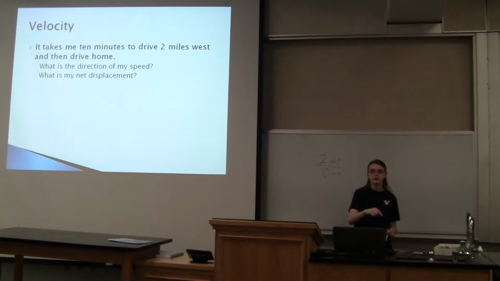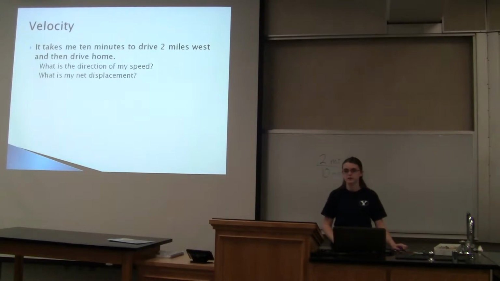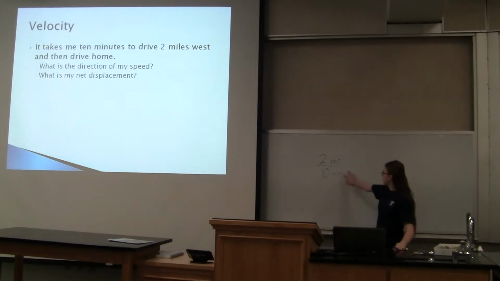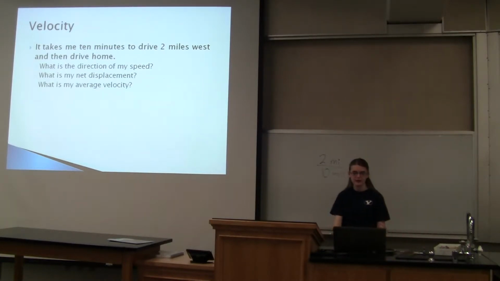So we're going to go back to our idea of distance and displacement that we talked about yesterday. What is my net displacement? Brittany, what's my net displacement? 0, perfect. So we've talked about a direction, and here we were able to calculate our average speed, right? But that didn't indicate the direction at all. So now we're going to talk about average velocity.